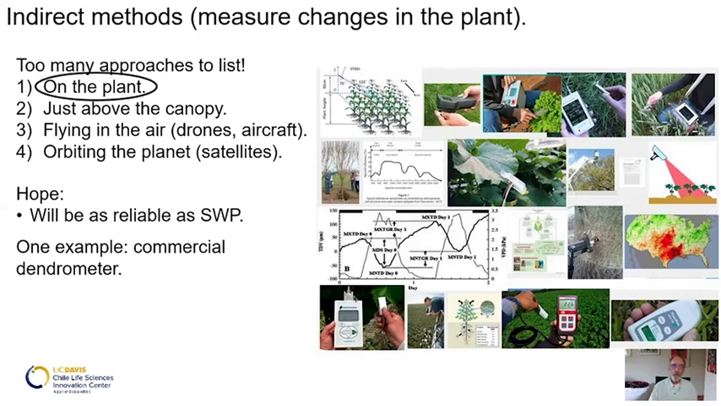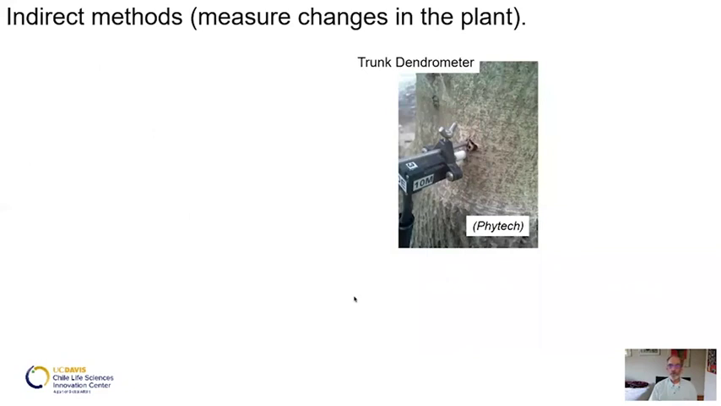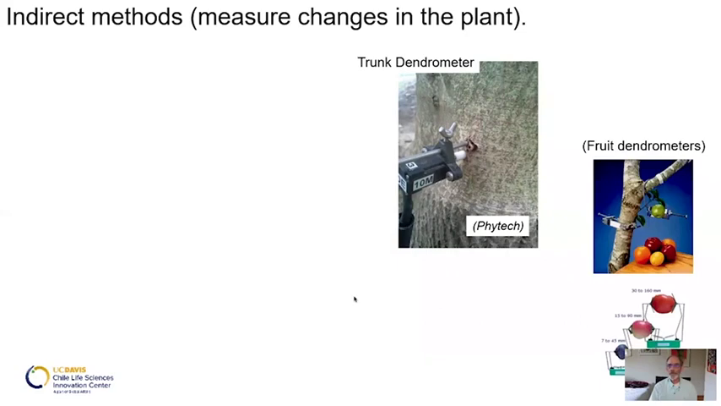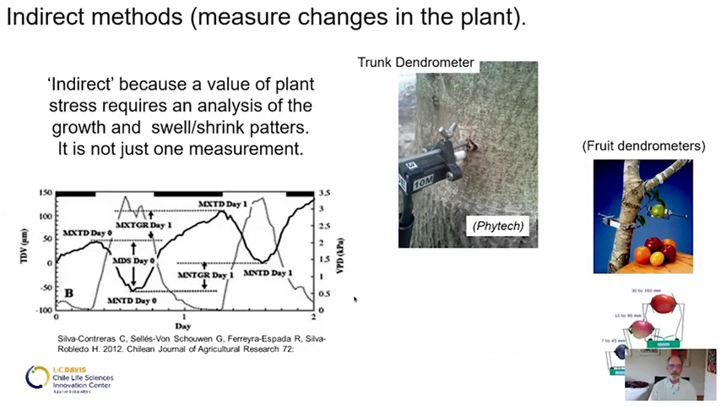I'm going to give one example that is on the plant: a commercial dendrometer. Dendrometers have been around for quite a long time and have been automated for some time. This particular one works on the trunk, and you see a picture of it there. But there are also ones that are connected to the fruit or leaves, or you can measure the size of many plant parts, and they all more or less show the same patterns.